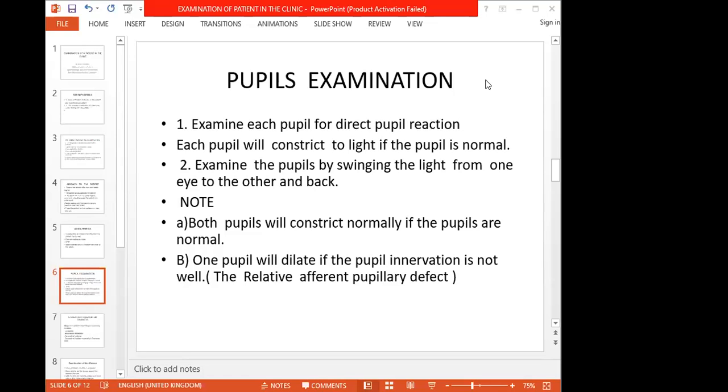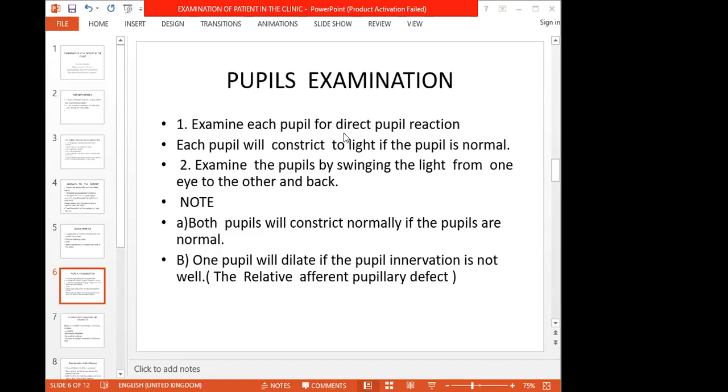So once we've got the history, we now go into the examination. We've examined the vision. The next stage is the patient has to come on the slit lamp, where you examine the pupils.